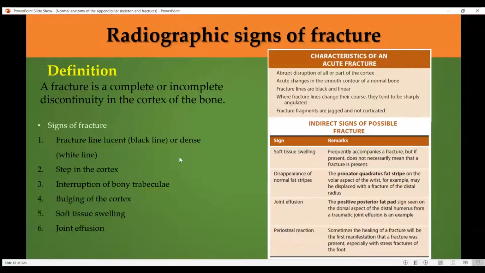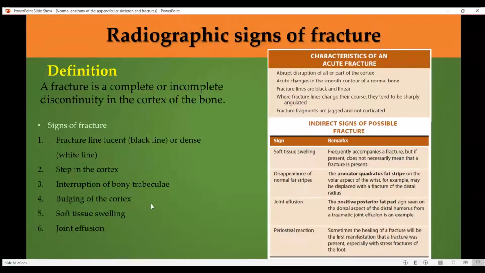And the second sign will sometimes be the discontinuation of the cortex, where the cortex will be deviated or displaced, so that one will actually show up as a step in the cortex. And the trabecular arrangement is also interrupted, so there will be interruption of the bony trabeculae. And sometimes there will be deviations in the cortex, which will be called bulging of the cortex.